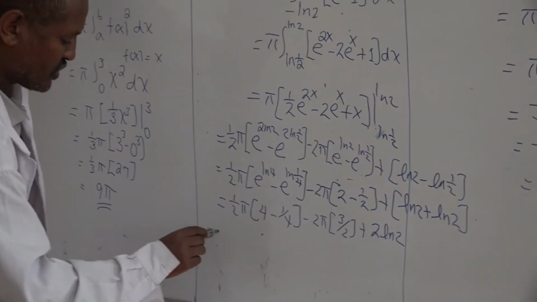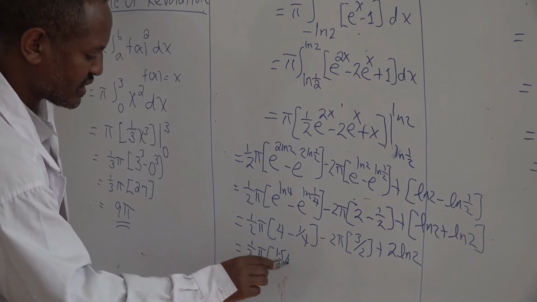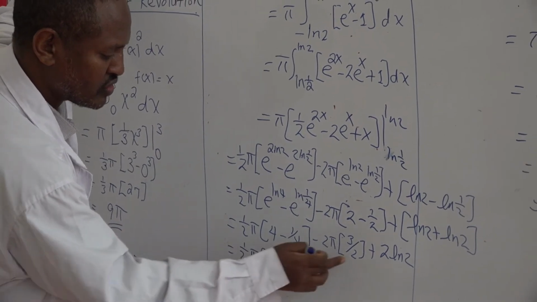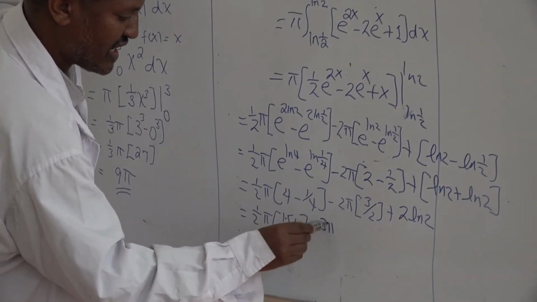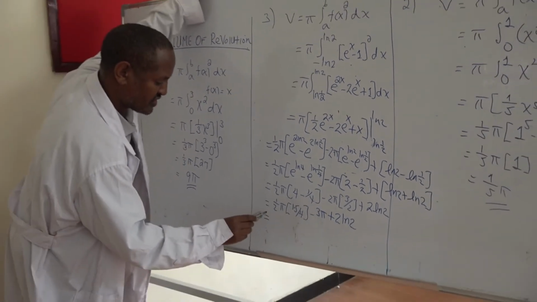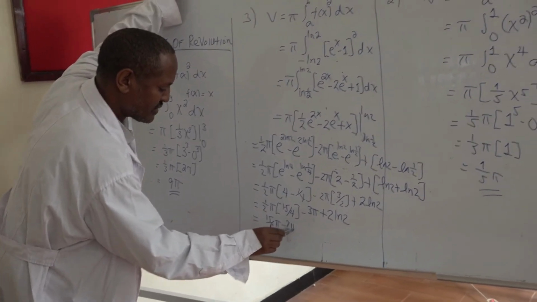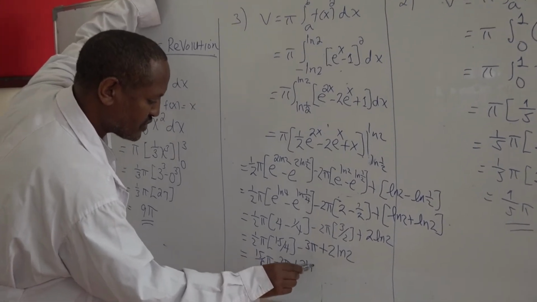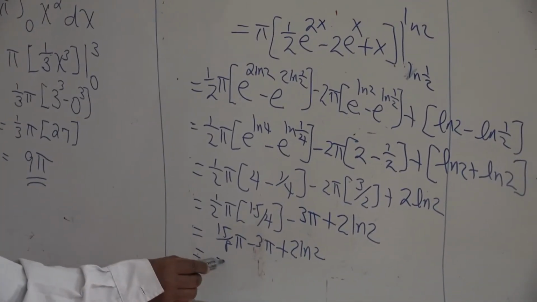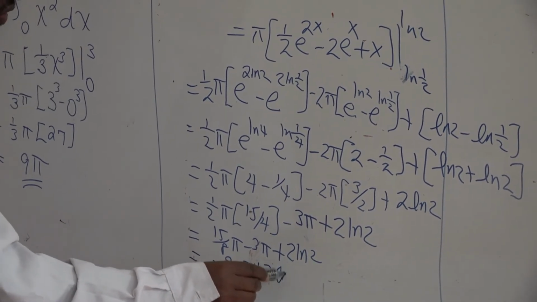And that is 1 over 2 pi, 4 minus 1 over 4, I think it is 15 over 4, minus 2 pi times 3 over 2. 2 cancel these 2, so you'll have 3 pi plus 2 ln 2. Now let us have this product, 15 over 8 pi minus 3 pi plus 2 ln 2. Now let us subtract 3 pi from this one. 15 minus 24, negative 9. Negative 9 over 8 pi plus 2 ln 2.